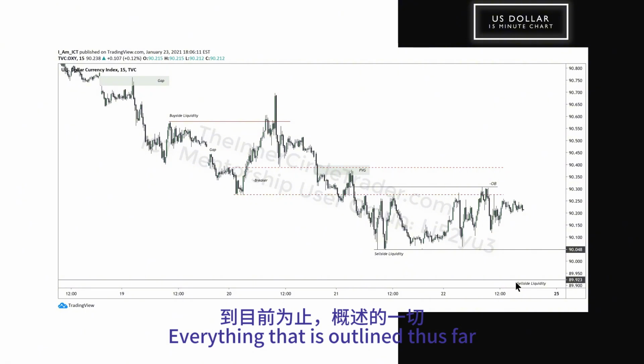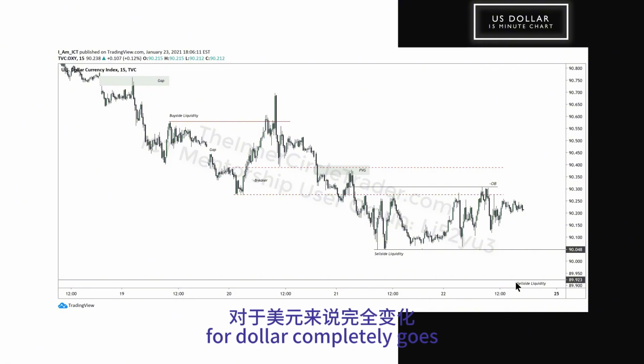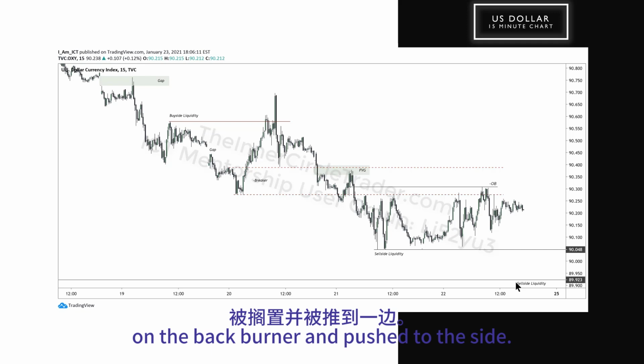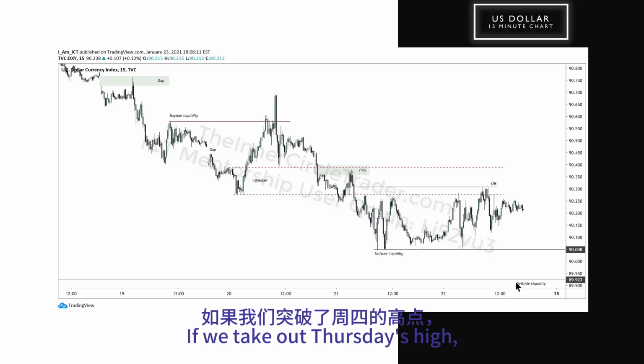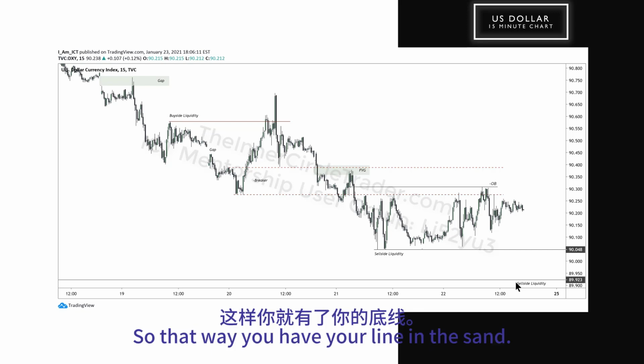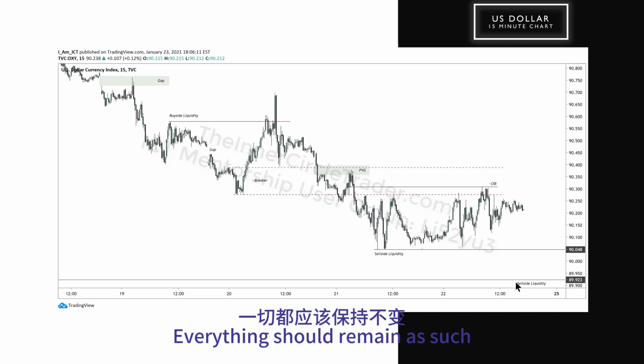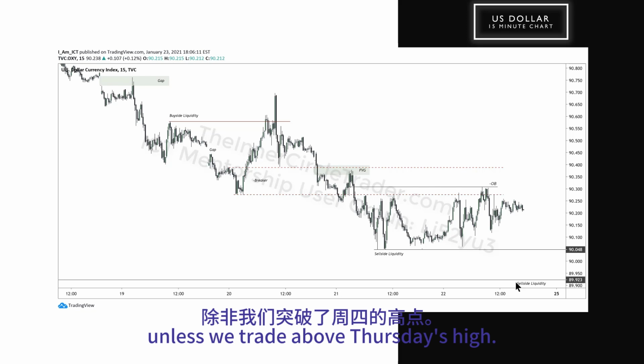Everything that I just outlined thus far for dollar completely goes on the back burner and is pushed to the side if we take out Thursday's high. Okay, so that way you have your line in the sand. Everything should remain as such unless we trade above Thursday's high.